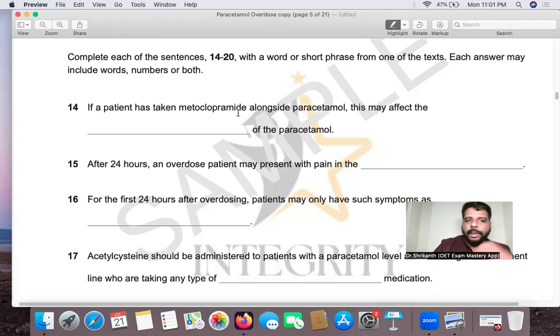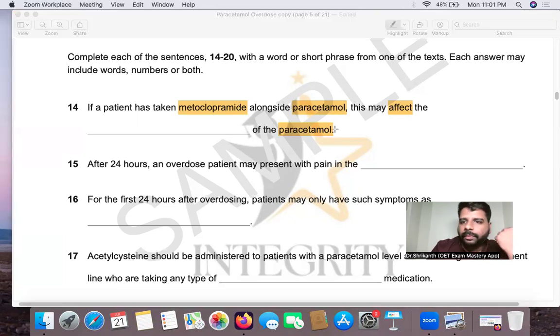Right. So let's read the 14th question over here. What's the 14th question asking you? If a patient has taken metoclopramide alongside paracetamol, this may affect dash of the paracetamol. So these are the keywords over here. Along with keywords, there are certain words which we call linking words. Linking words basically means the words that are closely related to the blank. So what's the word over here? Affect. And paracetamol. So affect and paracetamol are keywords, but at the same time they are linking words as well, because they are both linked to the missing information.